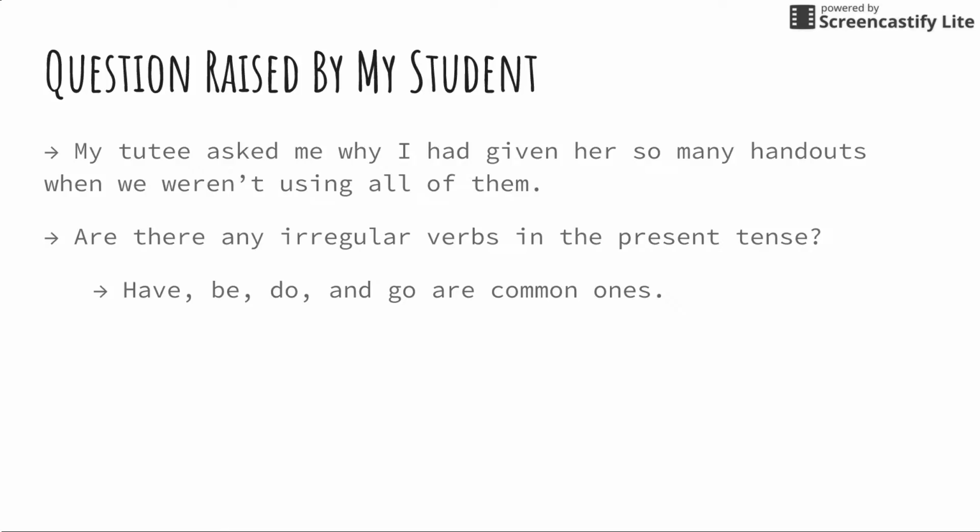Now, another question that she asked me specifically about the lesson was, are there any irregular verbs in the present tense? And I hadn't really thought to cover that. So I had to think about it and then say, well, have, be, do, and go are common ones. And I was glad that she asked me because it's very important to understand the concept of irregular verbs, and just the more exposure you have to them, the better.